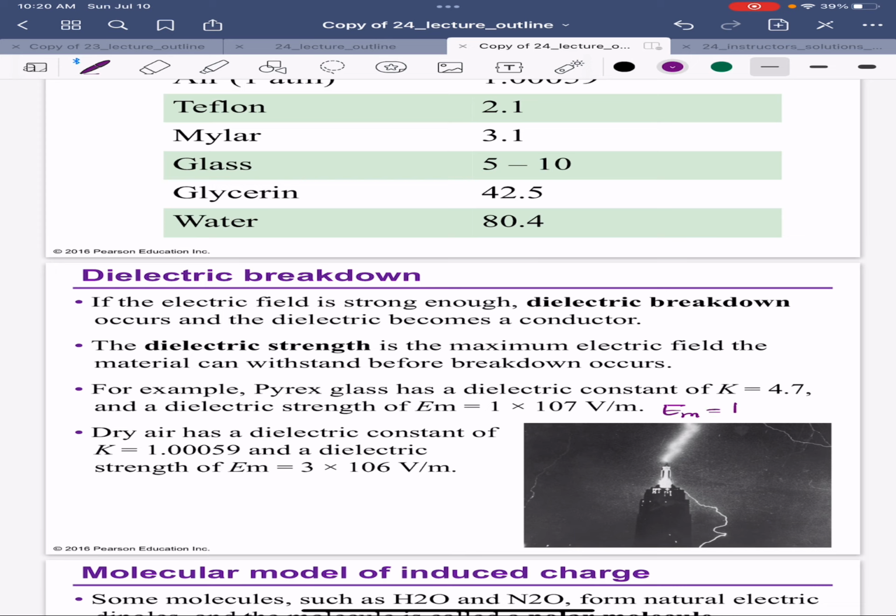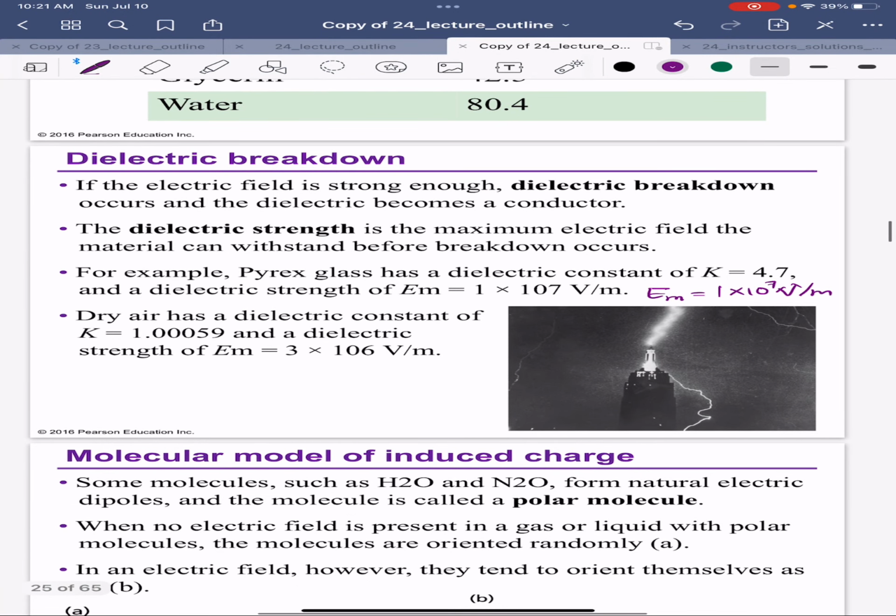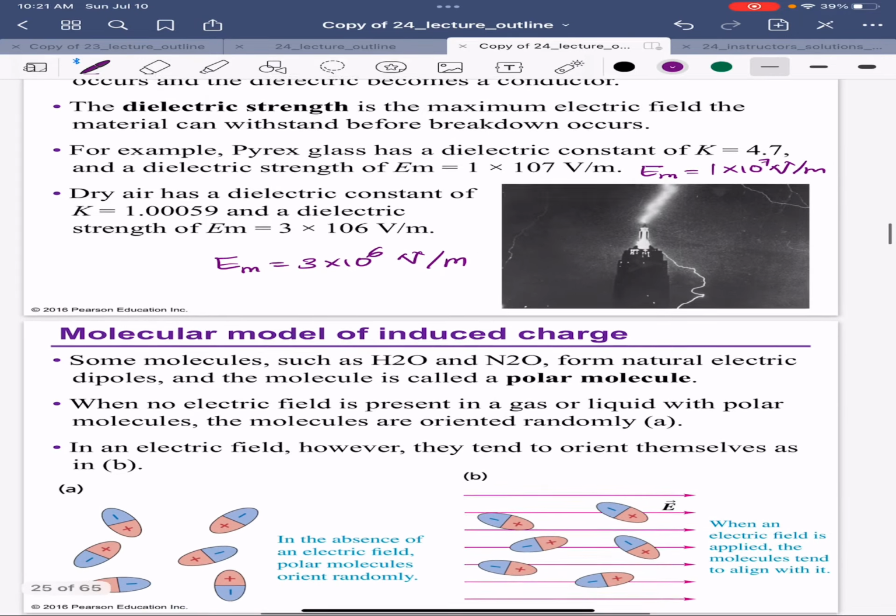that is 10⁷ volts per meter. Dry air has a dielectric constant of 1.00059, and the dielectric strength, E maximum, is going to be 3×10⁶ volts per meter.